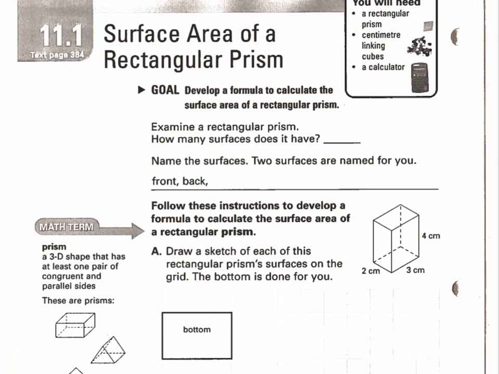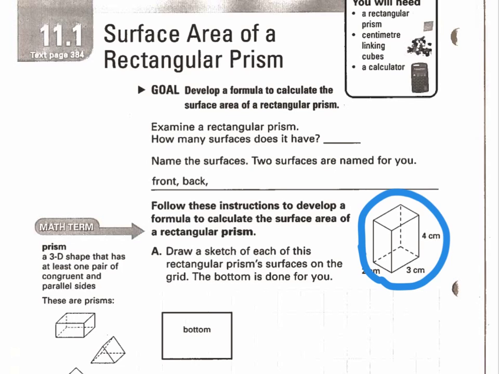In this lesson, we are calculating the surface area of a rectangular prism. Remember that surface area is the total area of all the sides of a 3D shape. We're going to look at this rectangular prism right here. How many surfaces does it have?